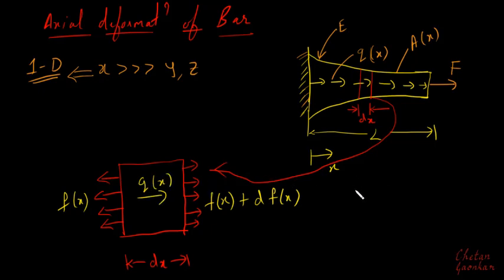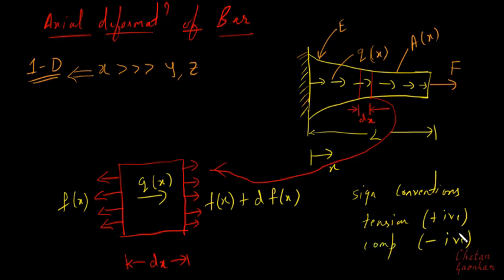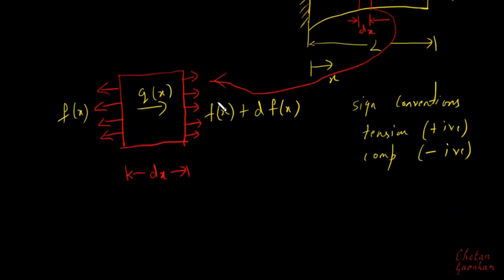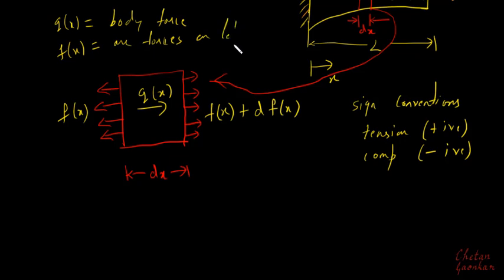And then our sign convention here will be: we'll consider tension as positive and compression as negative. Then let me just again remind you that this q of x is the body force and f of x are the forces on the left and right faces.